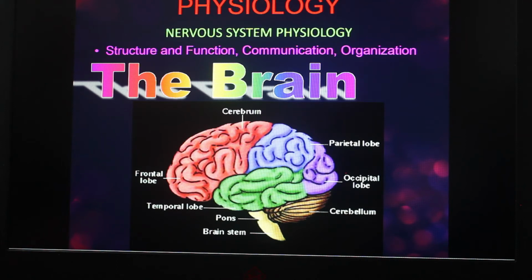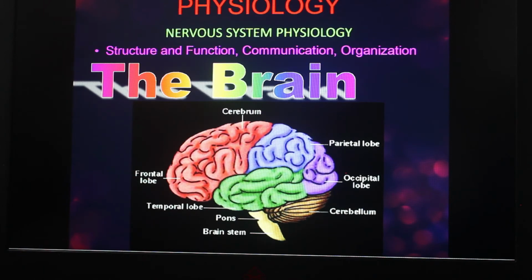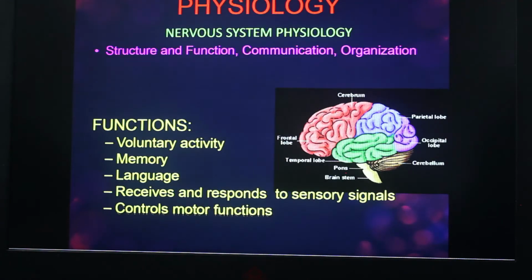It's called the cerebellum. Now, the whole cortex of our brain is called the cerebrum, and the other small part of the brain below the cerebrum, very close to the brainstem, is called the cerebellum. The cerebellum is important because it coordinates all movements of our body. It helps maintain posture, muscle control, and balance.